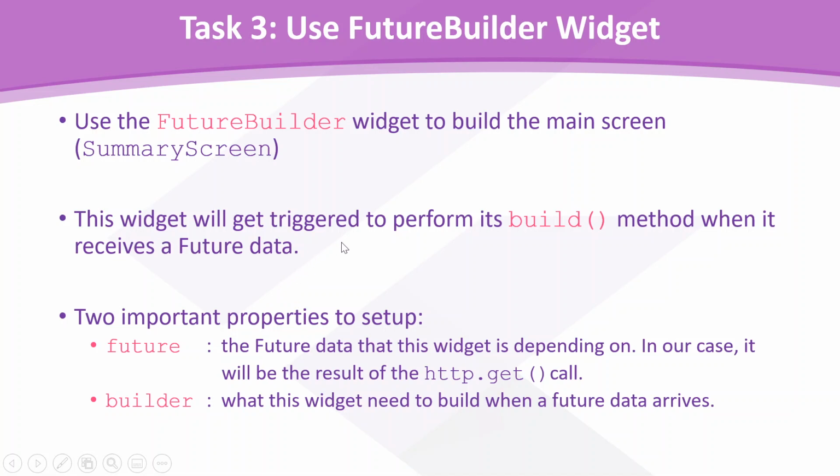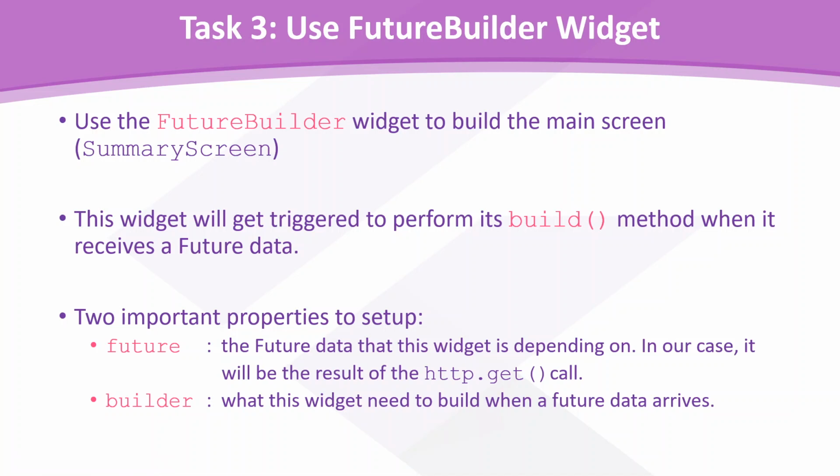So FutureBuilder will get triggered to perform its build method when it receives future data. Okay. In order to use this widget, you need to set up two things. The first one is the future, which is the data that this widget depends on. So in our case, it will be the result from the HTTP GET. And you also need to specify the builder, which is what this widget needs to build when the future data arrives. Okay, the builder. This is for the UI part.